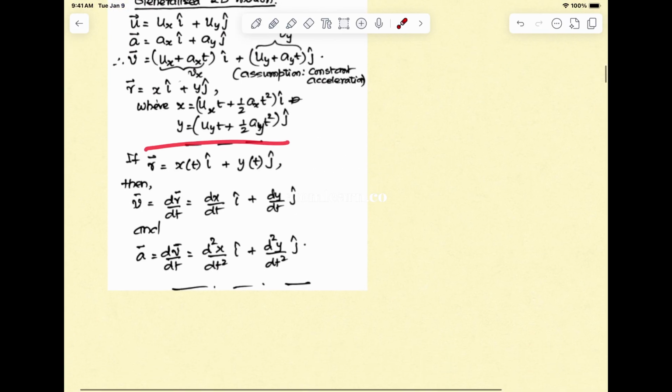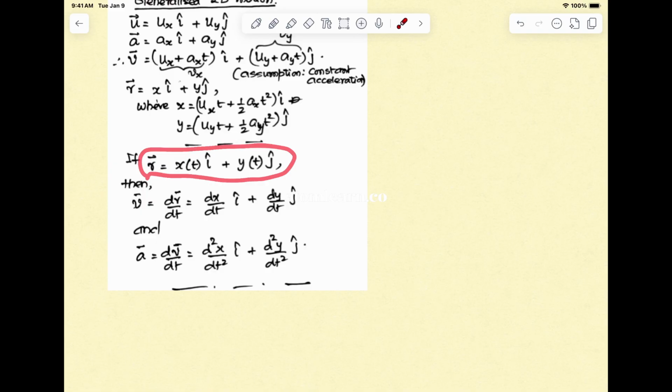Now, supposing the reverse problem is, the usual problem which will be given is that the position vector is expressed in terms of x coordinate as a function of time, y coordinate as a function of time. In this kind of generalized case, you can have not only constant acceleration, you can also have variable acceleration. Take this position vector at any time t as given, x as a function of time, y as a function of time.